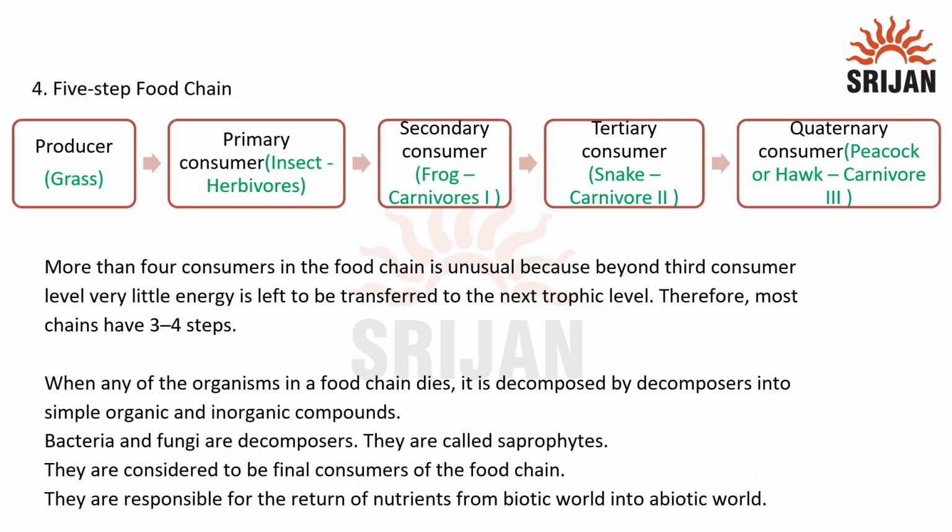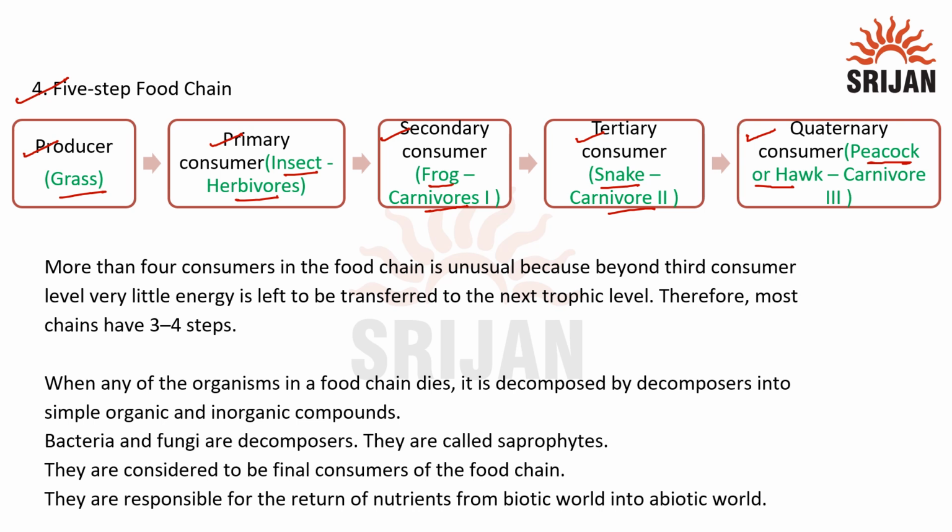The next food chain that we have is a five-step food chain, which consists of producer, primary consumer, secondary consumer, tertiary consumer and quaternary consumer. Producer in this case is grass, primary consumer is insect, herbivore, secondary consumer is frog, a carnivore, tertiary consumer is snake, again a carnivore, and quaternary consumer is peacock or hawk, which is the topmost carnivore.